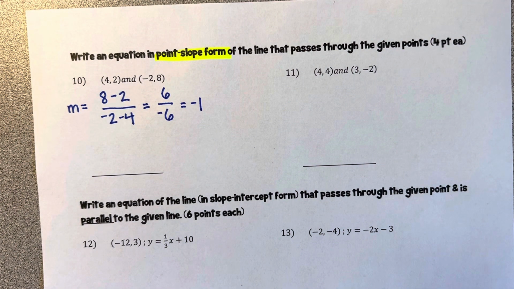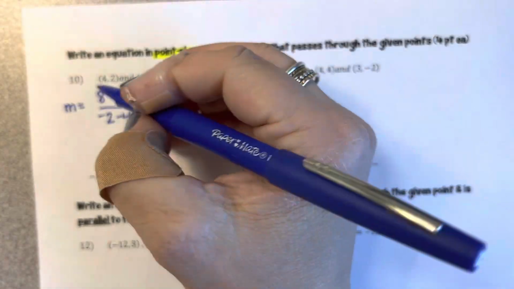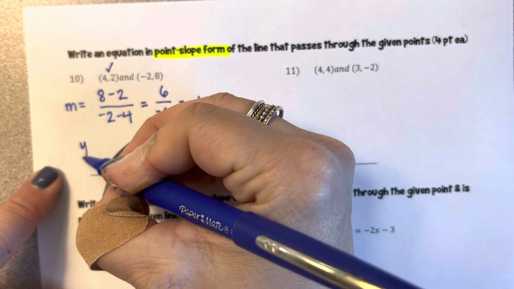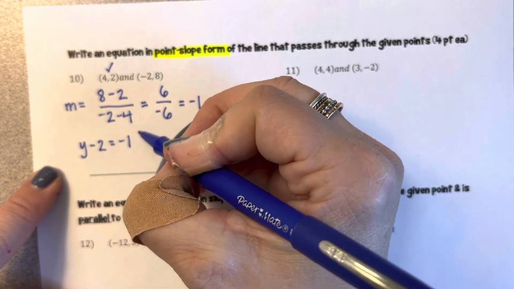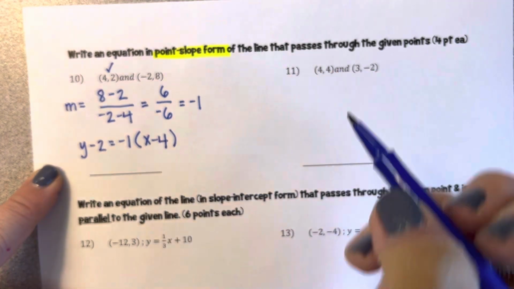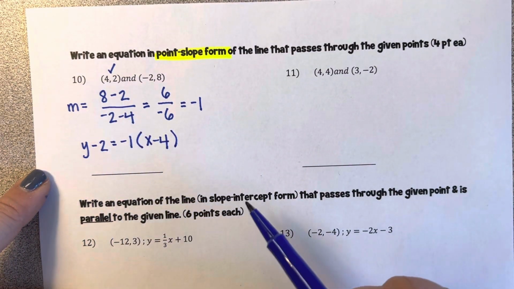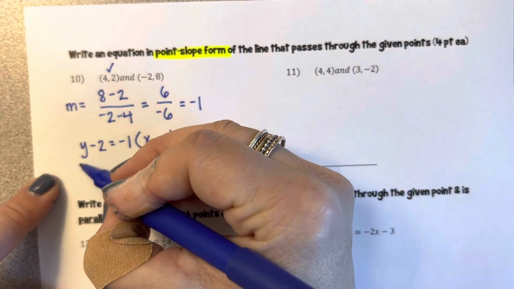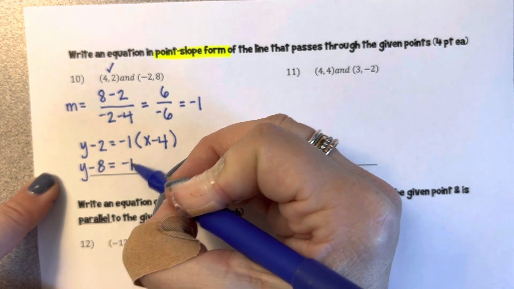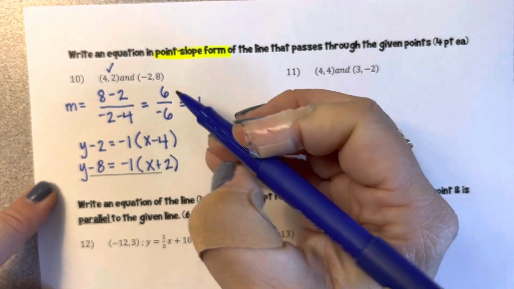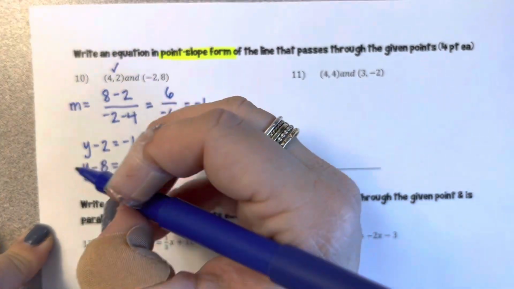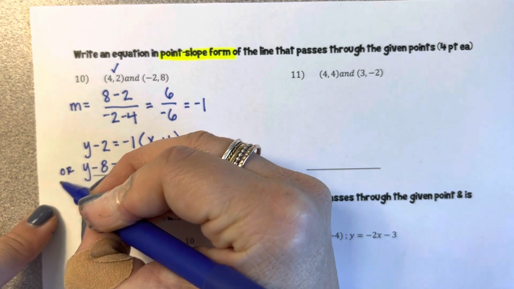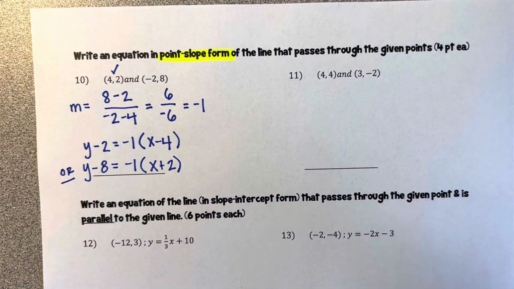Okay, now it doesn't matter which point you pick. You can pick whichever point you want. So I'm going to just do it for this first one first. So y minus 2 equals negative 1 times x minus 4. If you picked this point, that would be the equation of your line in point slope form. If you picked this second point, yours would be y minus 8 equals negative 1 times x plus 2, because it's minus negative 2. So you don't have to have both of these. I'm just writing them both out, depending on which point you picked. But you only have to have one.